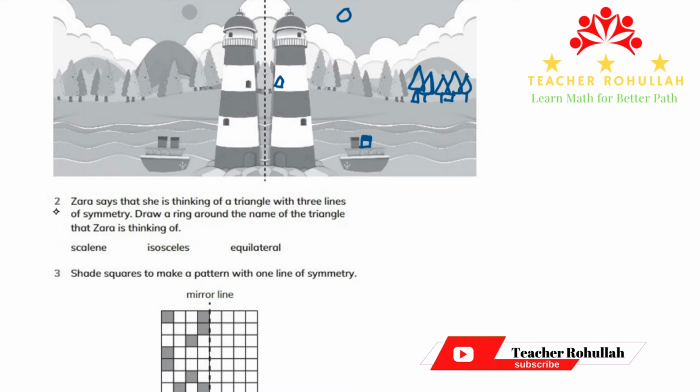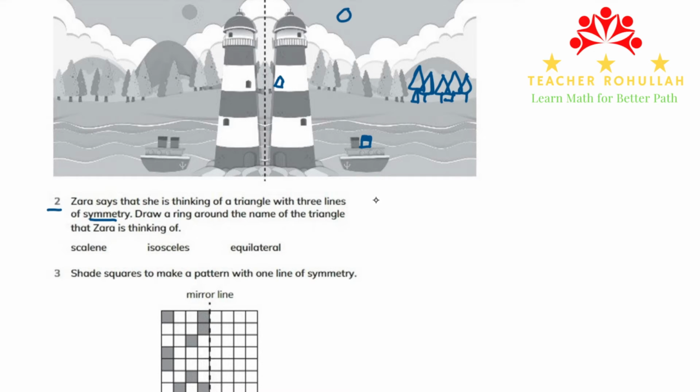In question number 2, it says, Zara says that she is thinking of a triangle with 3 lines of symmetry. Draw a ring around the name of the triangle that Zara is thinking of. We have a scalene triangle, isosceles triangle, and equilateral triangle.